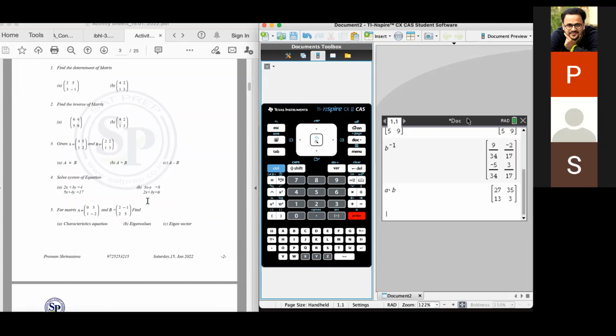Now system of equations questions also used to come, and we need to solve them through the matrix method rather than simultaneous equations or elimination. The concept we need here is x equals A inverse B. First we need to make it an augmented matrix, and then we take the inverse of that and multiply with the B here. So considering that, how will we find this?